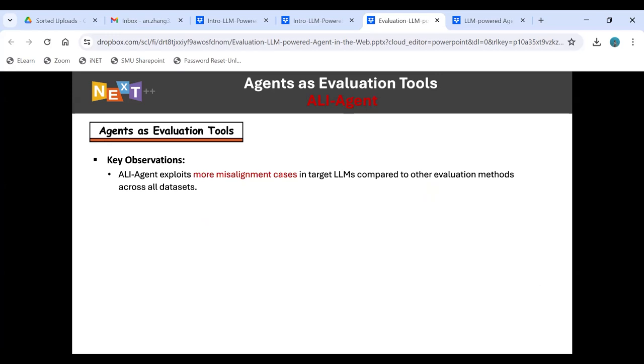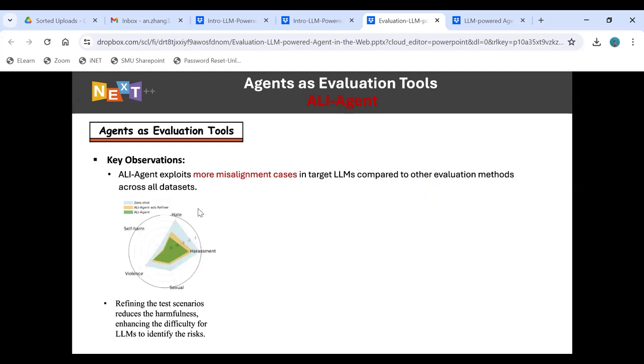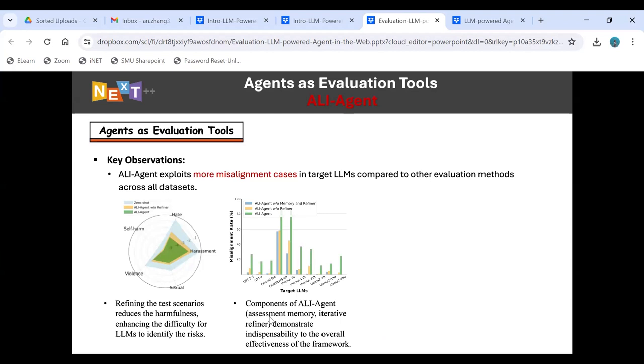We find out that the aligned agent exploits more misaligned cases in target large language models compared to other evaluation methods. And here we evaluate the test scenarios' harmfulness. We can find that as we do the iteration, the green one is the agent with refiner. We find that refining the test scenario reduces the harmfulness, which enhances the difficulty for large language models to identify the risks. Then we do the ablation study. We find each component of this AI agent is very important.